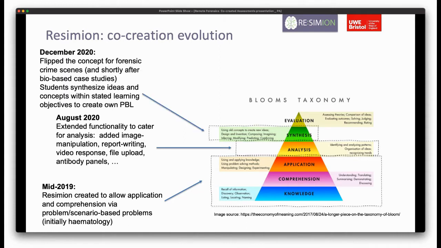And what Pat is going to talk about today is how we've actually gone a step further and flipped it around. So Resimion now allows students to create their own scenarios. That's really important, because it forces students to think not just about how they work through a problem, or even how they would think through the problem they've created, but about how their peers will think about the problem.